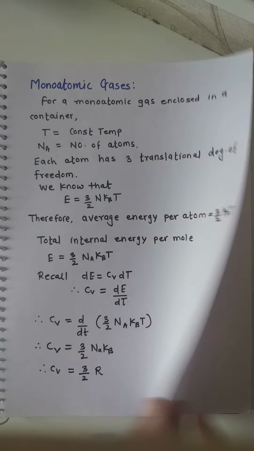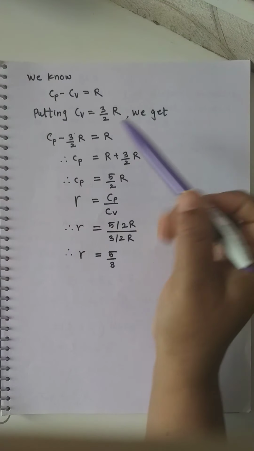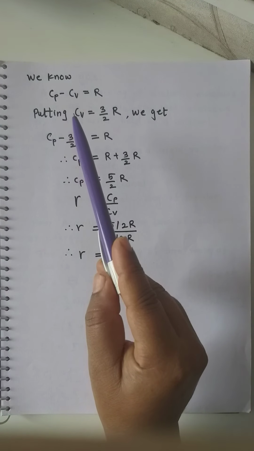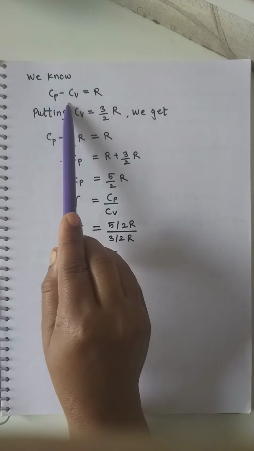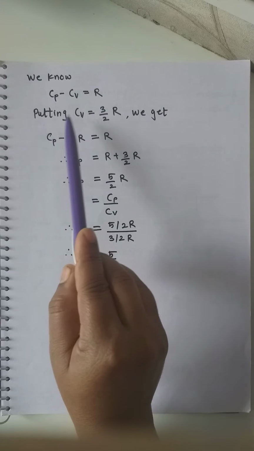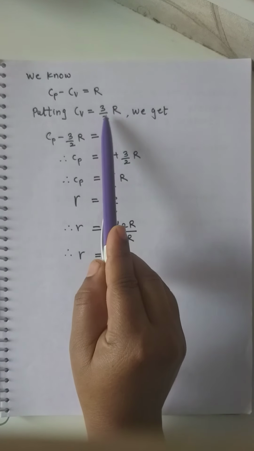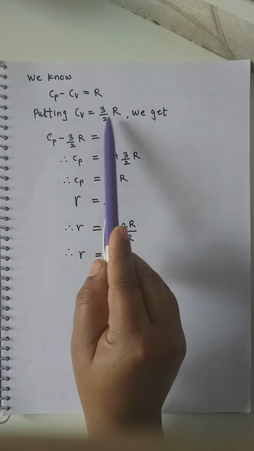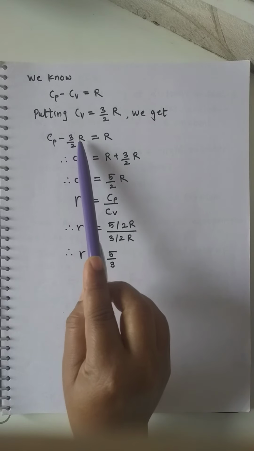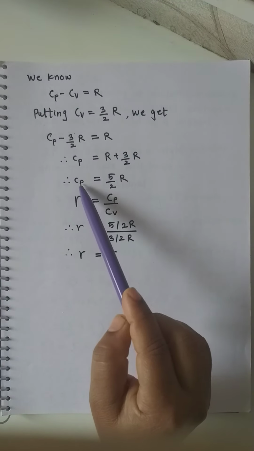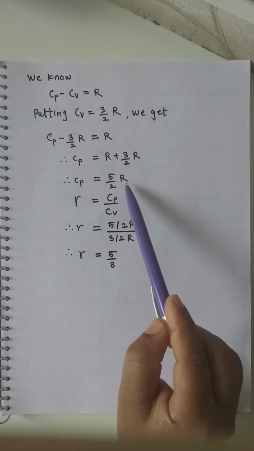Now we also know that Cp minus Cv is equal to R. This is what we derived in the last video, Mayer's relation. So put the value of Cv, which is 3 by 2 R. We get Cp minus 3 by 2 R is equal to R. By simplifying, I get Cp is equal to 5 by 2 R.